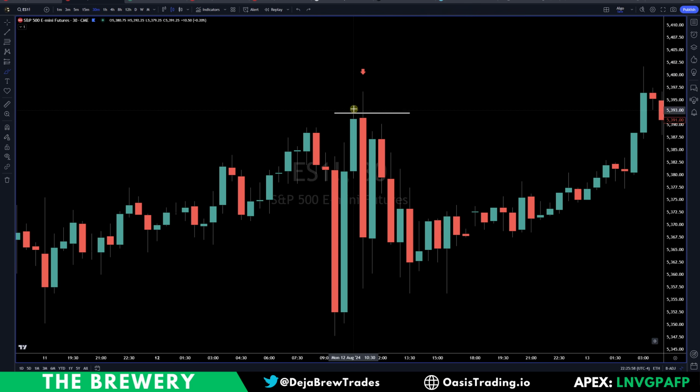So there's the level. We break above it. We trap those breakout buyers. We enter short when it retraces below that level. And then all those breakout buyers start to get squeezed out. They trigger their stop losses, which helps our scalp.